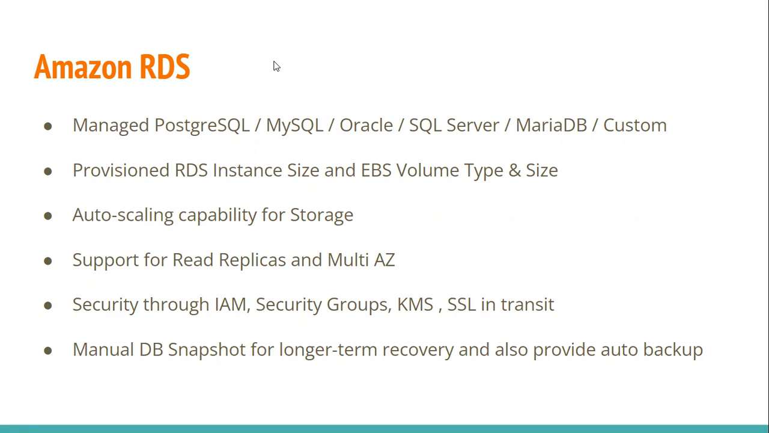And one more option, the manual database snapshot for longer term recovery, and it also provides automatic backup. As I mentioned, you can take a manual snapshot of the database, and at the same time you can also provide the auto backup. For example, if you want to save a backup every 30 days, you can set it that way: every 30 days, every 15 days, or every day. You can configure that in our Amazon RDS services.